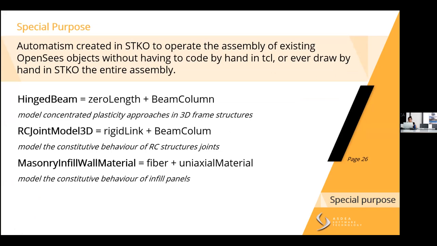of your joint. That's a bit complicated to do by hand, even if you have a GUI like STKO. So in this case, we created an automatism that creates the rigid links and the beam column to model the constitutive behavior of the joint just by applying it to the node. We will see this in our last classes, the ones that are more practical.